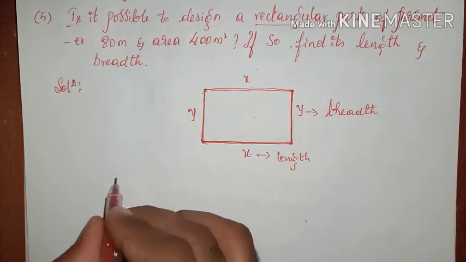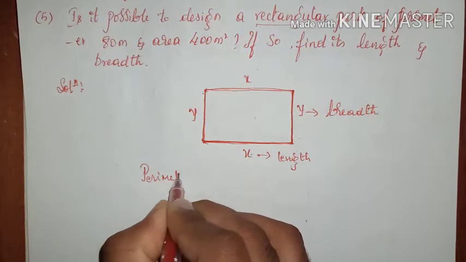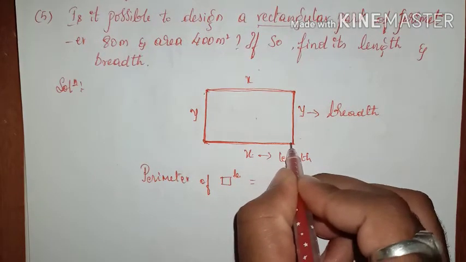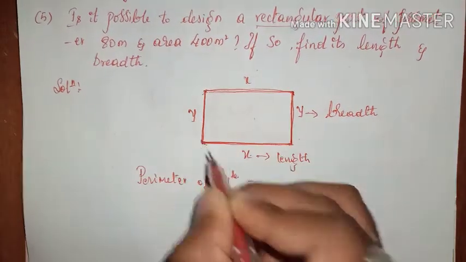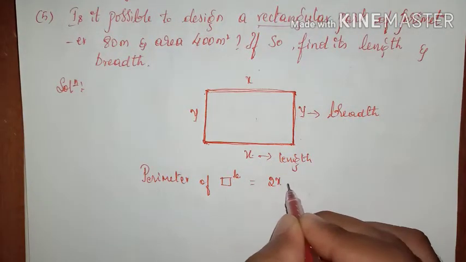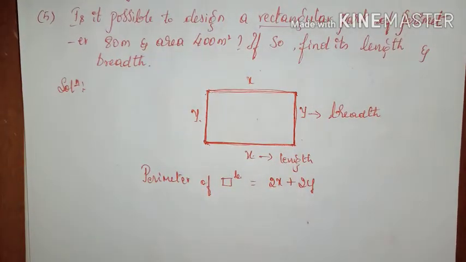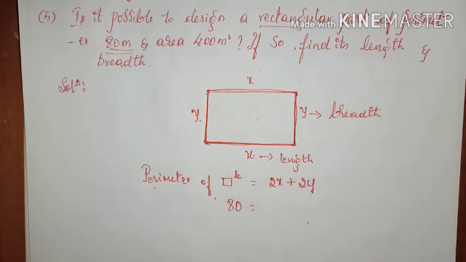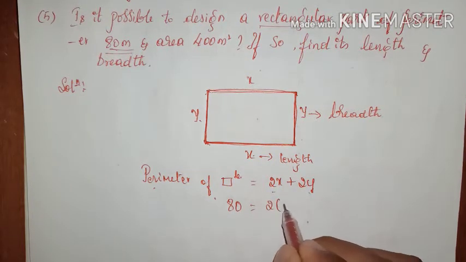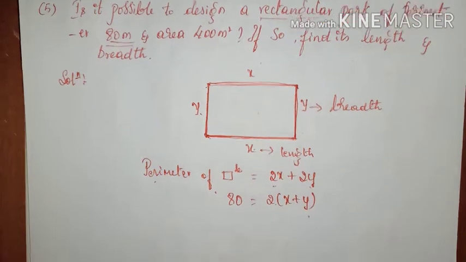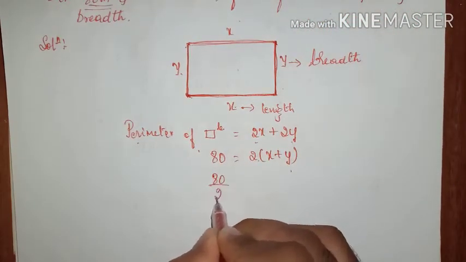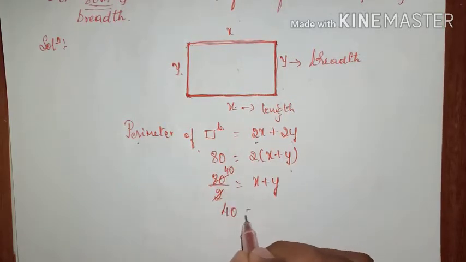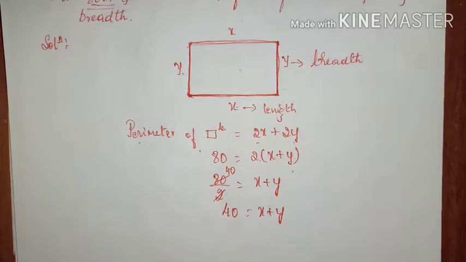Now let us go to the perimeter. Perimeter of the rectangle equals x plus y plus x plus y, so I can write it as 2x plus 2y. As per the question, the perimeter of the rectangle is 80 meter. I can take 2 common, so the remaining is x plus y. Taking 2 to the left hand side, 80 divided by 2 equals x plus y. 2 fours are 80, so 40 equals x plus y.